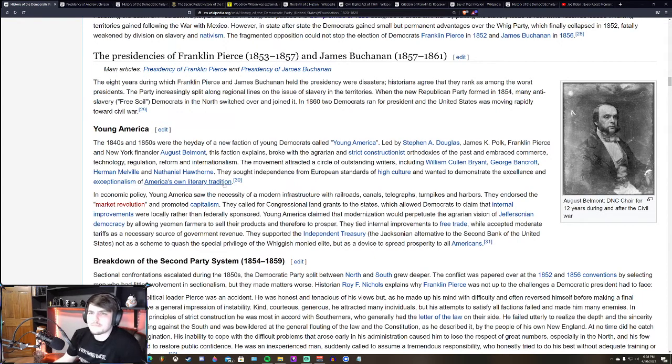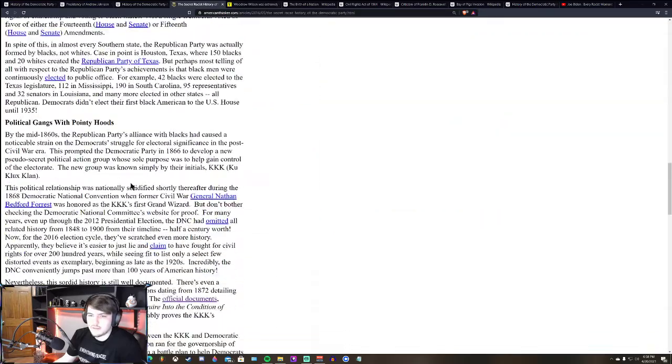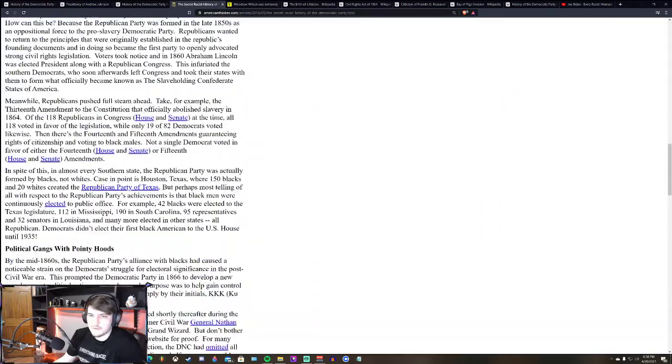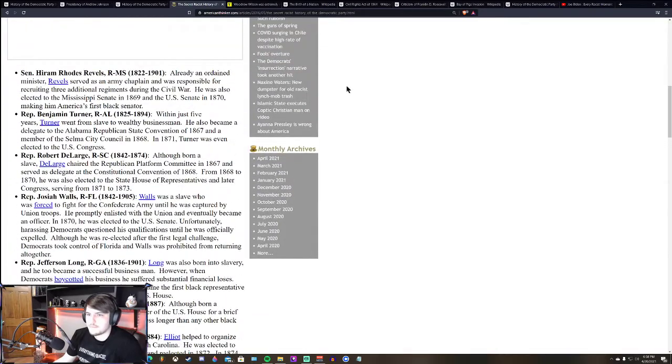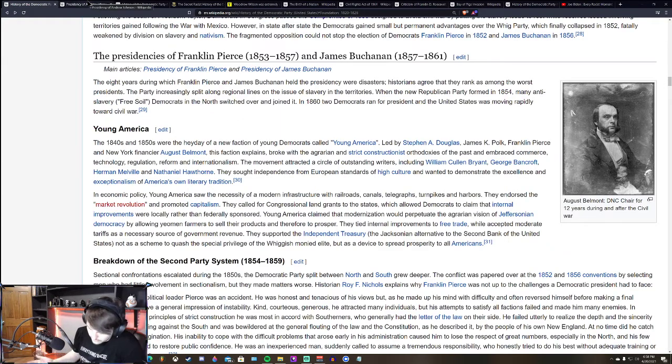And speaking of that, that's not there, but I'll just tell you. For the 13th Amendment, you know, the amendment Lincoln put forth to abolish slavery, of the Congress that voted on it, 118 out of 118 Republicans voted yes to pass the bill, while only 19 out of 82 Democrats voted to pass the bill. Okay.